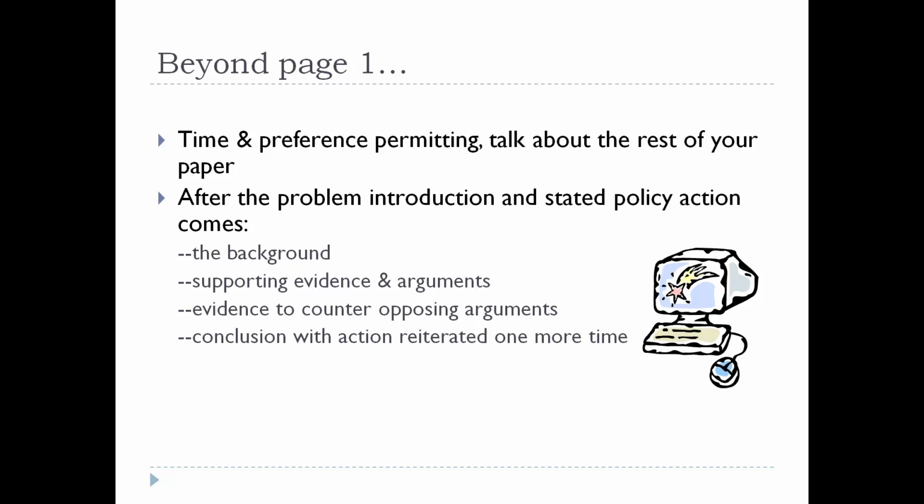If you and your partner have time when you're doing this help session, and if both partners have written more than page 1 of their draft paper, you can go ahead and talk about the rest of the paper. After the problem introduction and stated policy action on page 1 should come a background, supporting evidence and arguments. There should also be some kind of counter arguments. And finally, near the end should be a conclusion with the policy action restated one more time.